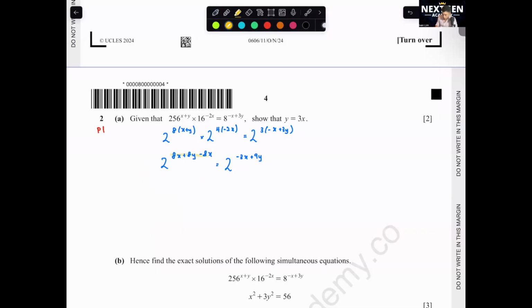Then we equate both the powers to each other. So you can write this: 8x plus 8y minus 8x equals minus 3x plus 9y. Here will be 8y equals minus 3x plus 9y. Then we rearrange it. This will be y equals 3x. Okay, y equals 3x, like that.